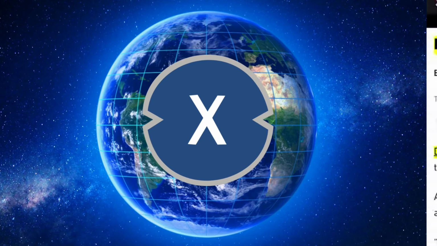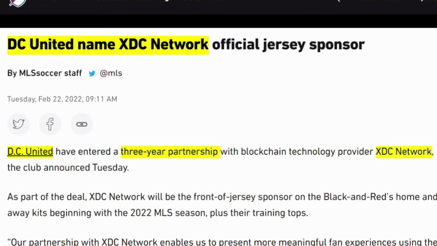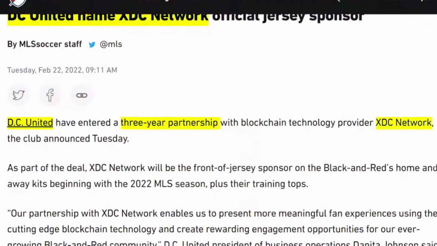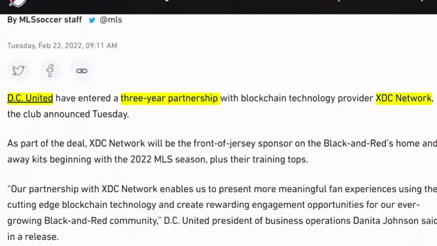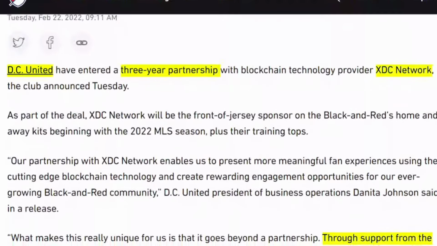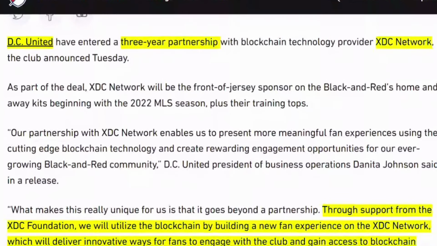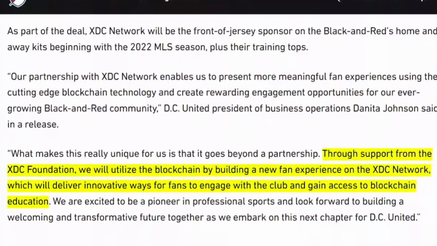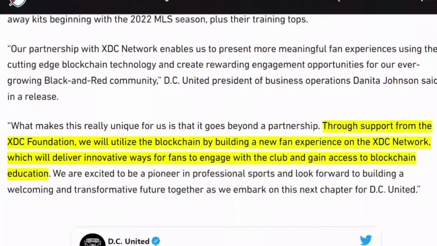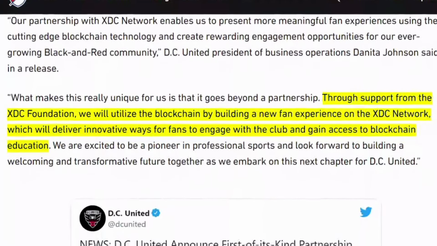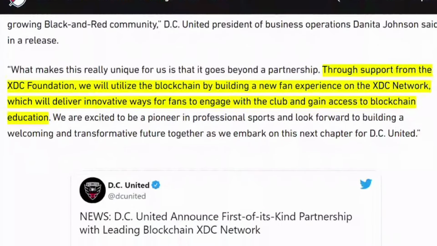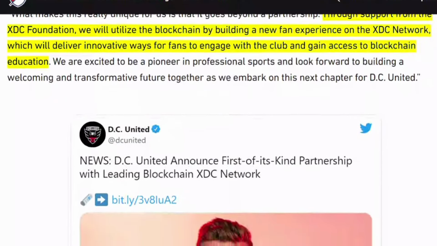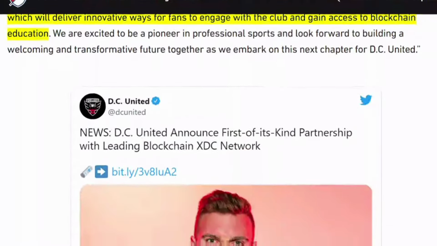Now, XDC, also known as XDC Network, is growing more and more popular every day. For example, just a couple weeks ago, they signed a deal with the Major League Soccer team, DC United. That's Washington, DC United. This is the first for any major U.S. professional sports team. Now, DC will use XDC to create virtual fan experiences with the fan token and NFTs. This will not only bring notoriety to XDC, but it will ultimately give them recognition in U.S. markets.